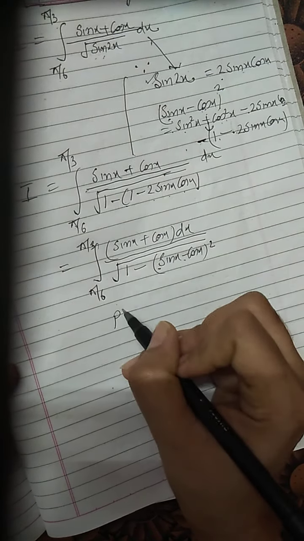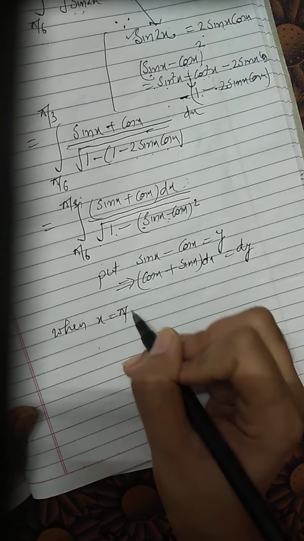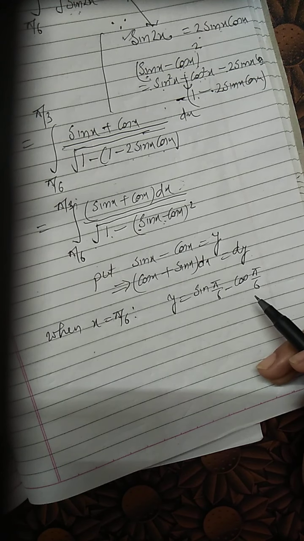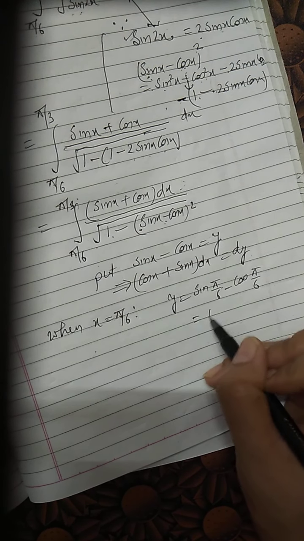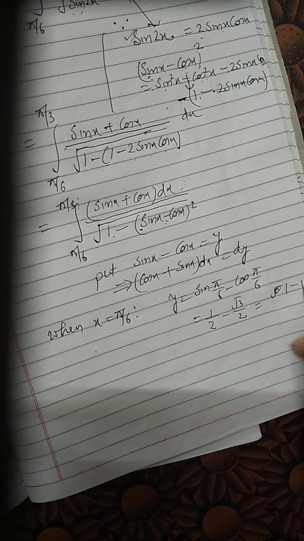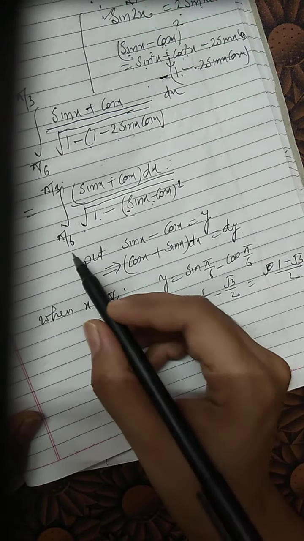The integral has been simplified. Now we have to change the limits. Let us change the limits. When x equals pi by 6, what will be y? Sin pi by 6 minus cos pi by 6. Sin pi by 6 is 1 by 2 and cos pi by 6 is root 3 by 2. So here we will have 1 minus root 3 by 2. It will be our lower limit.